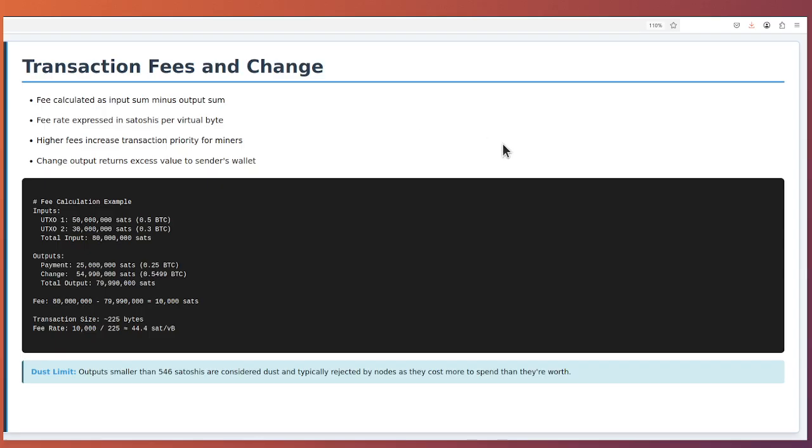Fee rates are typically expressed in Satoshis per virtual byte, or SAT per VB. A virtual byte is a weight unit used since the SegWit upgrade, where witness data is discounted. For legacy P2PKH transactions, bytes and virtual bytes are equivalent. The total fee is the transaction size in bytes multiplied by the fee rate. A typical P2PKH transaction with one input and two outputs is about 225 bytes, so at a fee rate of 50 SAT per VB, the fee would be 11,250 Satoshis.